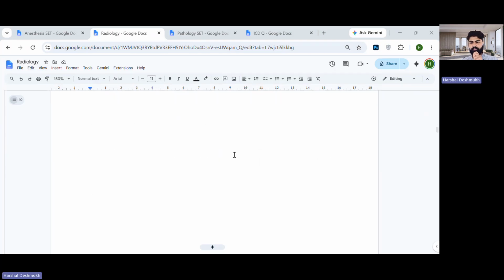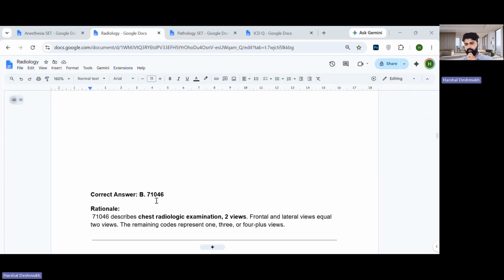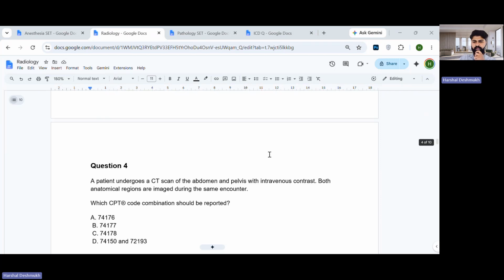All right, the correct answer to this question is option B, 71046, as it describes chest radiological examination, two views, frontal and lateral views equal to two views. The remaining codes represent one, three, or more than four views. Moving on to next question.